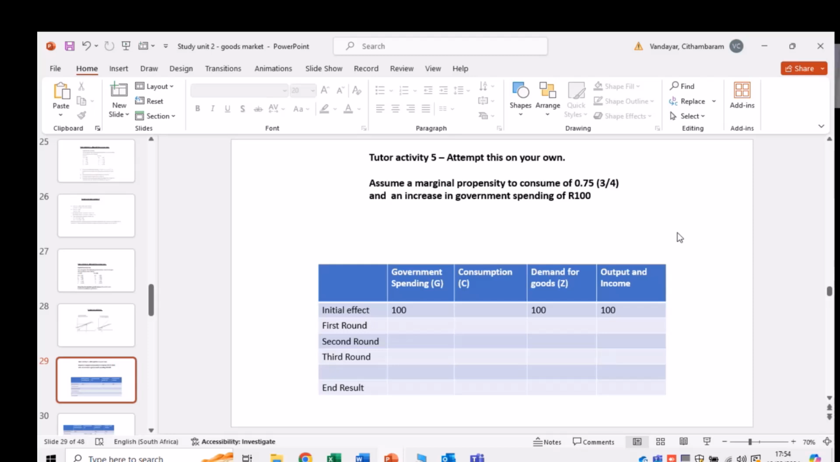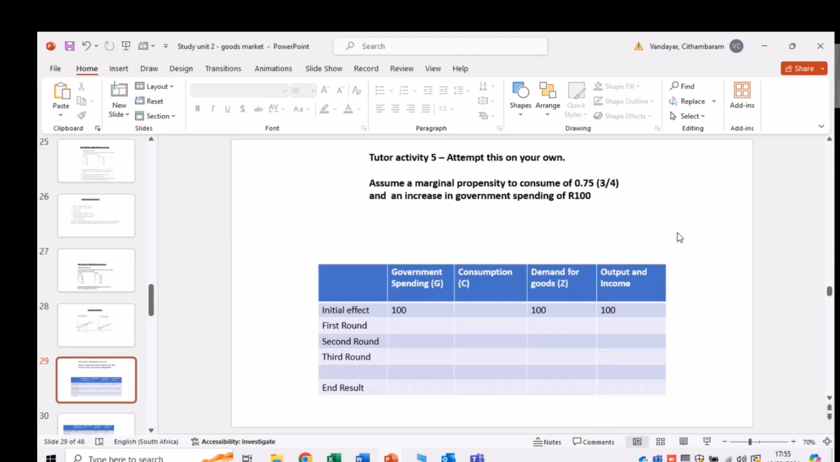What will the second round look like? You're going to have a decreasing figure, right? So the second round will be 0.75 of now 75. Okay, it's 56.25. 56.3, good. So your demand for goods and services will also be 56.3. Your levels of income and output will also be 56.3. So what can you do in the third round now? 42.2. Very good. So 0.75 now times 56.3, which is 42.2. The demand for goods will be 42.2. Your output and income will be 42.2.